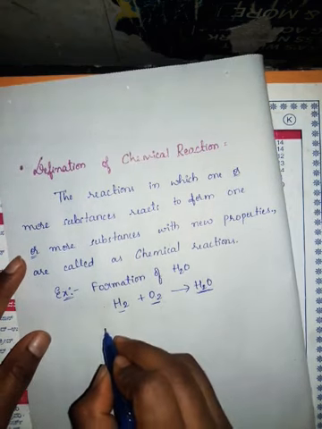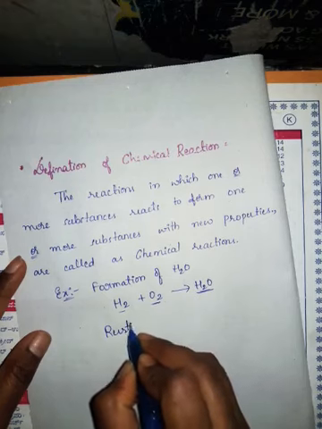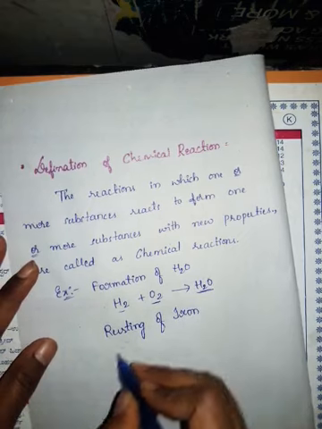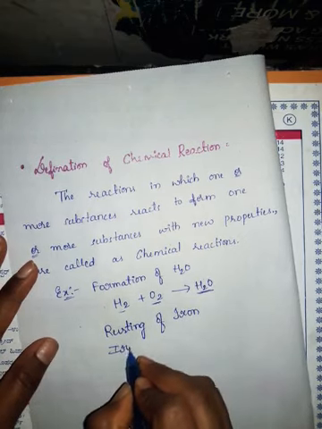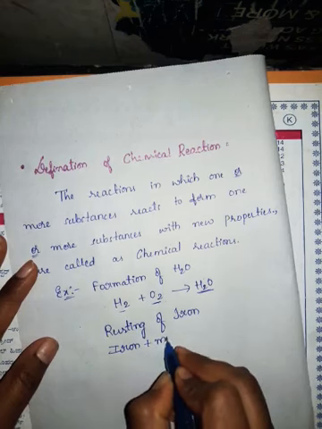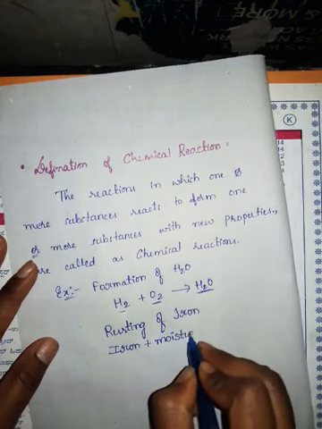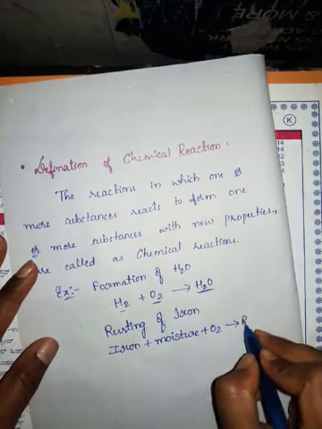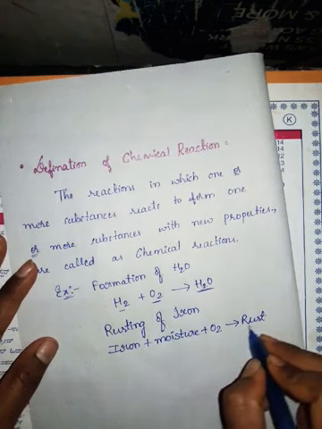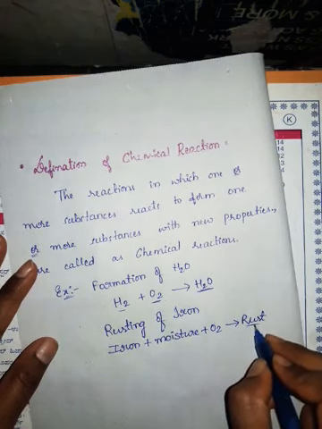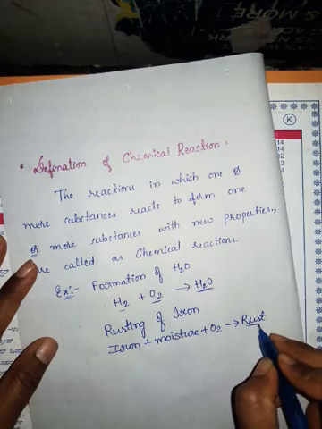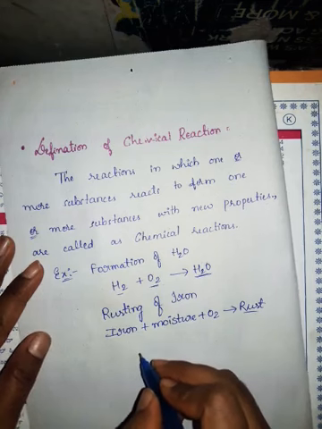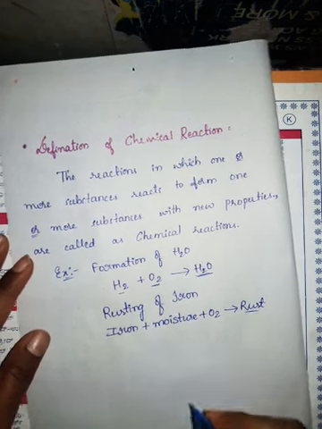See another example, rusting of iron. Here the iron rod, when it is exposed to the air, reacts with moisture and oxygen and forms rust. The rust is nothing but the reddish brown layer formed on the surface of the iron. Like this we can find many chemical reactions related to our daily life.